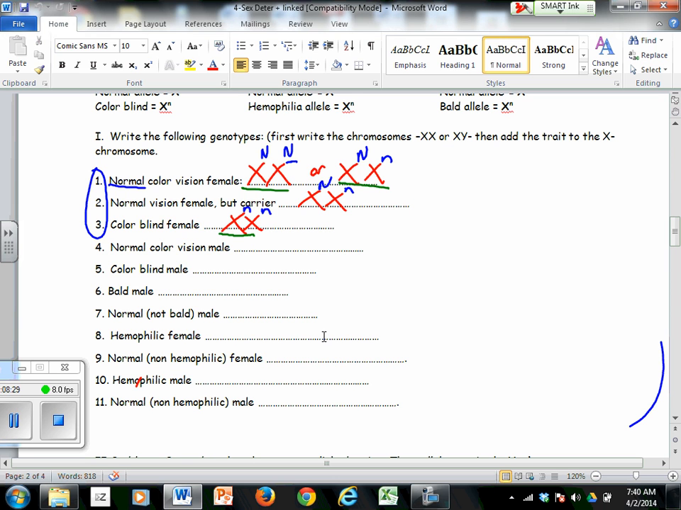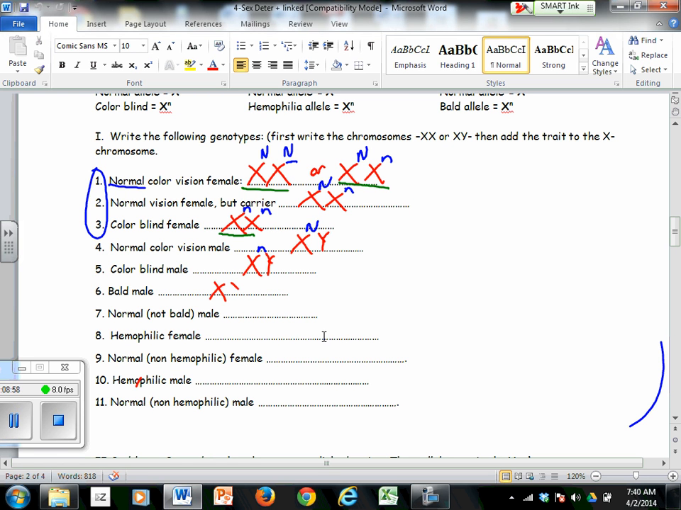So number 4, a normal color vision male is XY because he's male. And it's normal, so X big N, Y. If it's a colorblind male, X, Y, because it's a male, and little n. So for men, they either have it or they don't. It's pretty basic. 50-50 chance you're going to have this disorder. So let's do the rest of these.